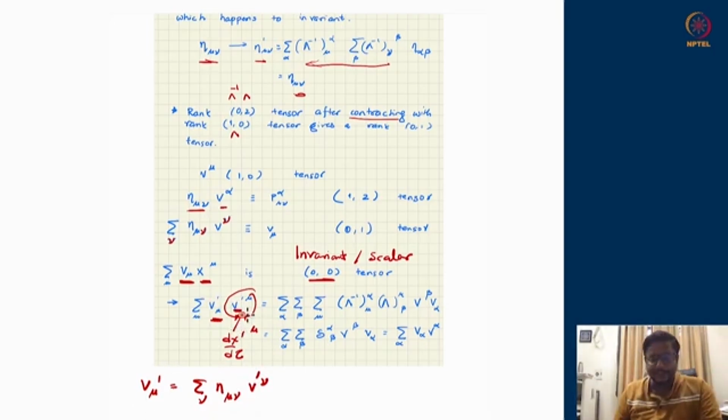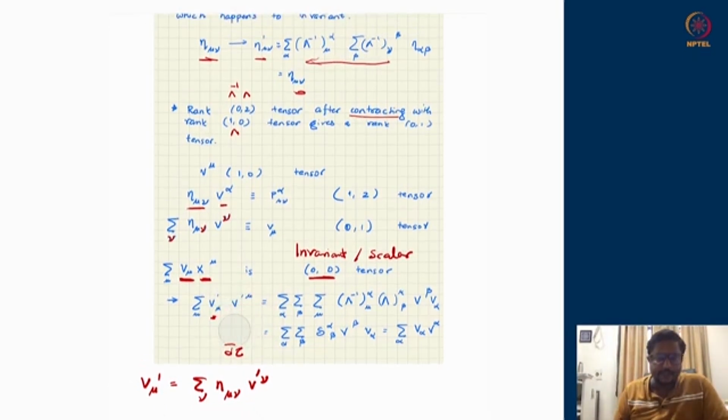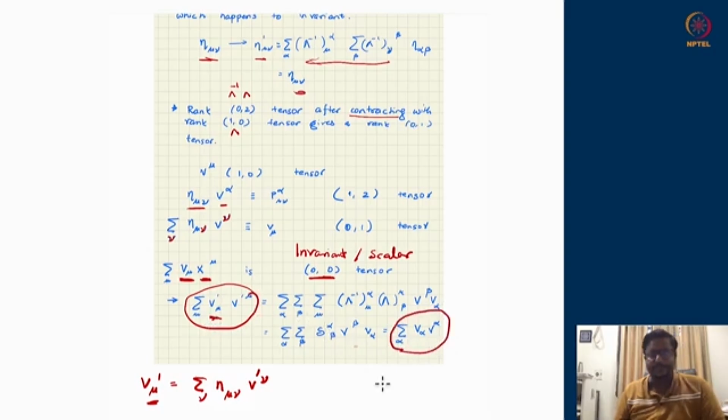So if I take a velocity vector in any frame and contract it with its lowered version, the resultant quantity will be an invariant rank 0-0 tensor, and you can prove that its value is the same as in the unprimed coordinates. So a vector contracted with itself is an invariant quantity. That is like the magnitude of a vector. This time I am not doing just a plain sum over all the components, dt square plus dx square plus dy square plus dz square. I am doing a contraction.